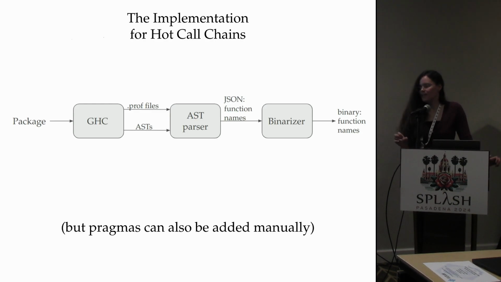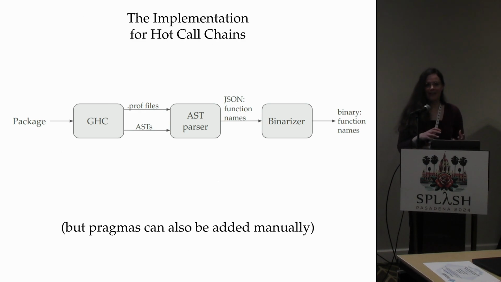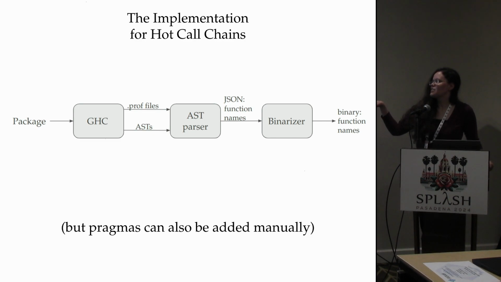So for the remainder of the experiments involving the call chains, we needed a little bit more machinery. Basically, we take all of the function names and bundle them together. And then we have a binarizer that turns them into binaries. And then GHC can eat the binary while it's compiling the package, and it will give us the compilation that we desire. And in this process, we can at any time just look at the JSON files and see the names in there as sanity checking.